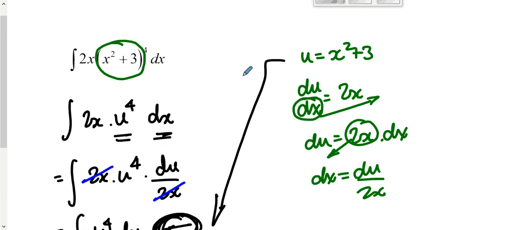So what we can see is that the derivative of this thing in the brackets is this thing here. And if that happens, if the derivative of the bit you're going to substitute for u is equal to a linear multiple, or an integer multiple, of the rest of that term, then you're liable to get some kind of cancellation, and that's what we're looking for. That's a key feature of this type of problem.